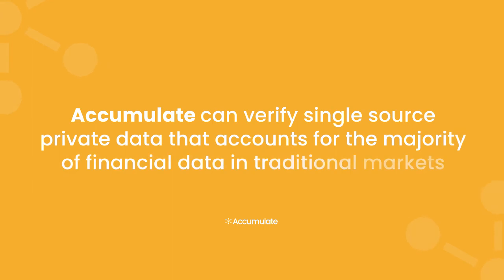If an account manager has an ADI on Accumulate, an anchor of their identity state will be sent to Bitcoin or Ethereum along with an anchor of their transaction data, allowing an oracle to query Accumulate to verify that a transaction or a change to an asset was made by a particular account owner at a particular point in time. In this way, Accumulate can verify single-source private data that accounts for the majority of financial data in traditional markets and usher in the fourth financial revolution in blockchain after Bitcoin allowed peer-to-peer transactions, after Ethereum put business logic on the blockchain, and after data oracles gave blockchain access to off-chain data.